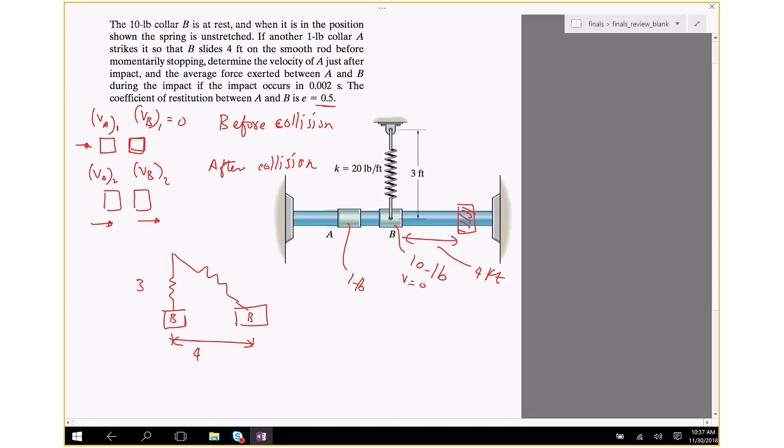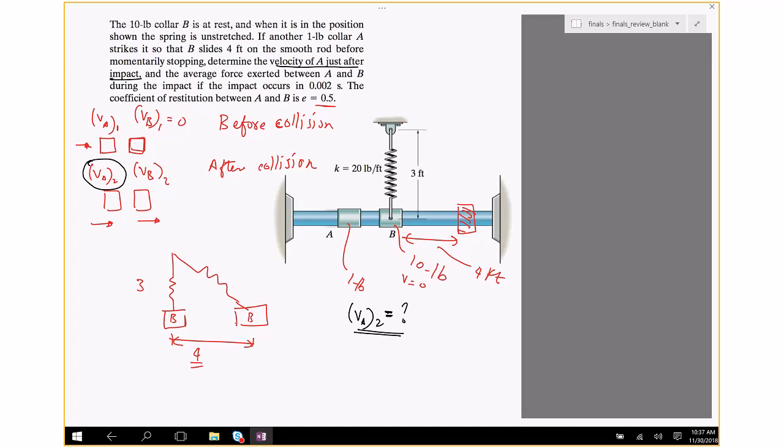So you're told that it stops at 4 feet. Let's see, what are you asked to find? You're asked to find the velocity of A just after impact. So this is the unknown, VA2. We can solve for the impact force a little later, but VA2 is unknown. That's what I'm trying to first solve for.